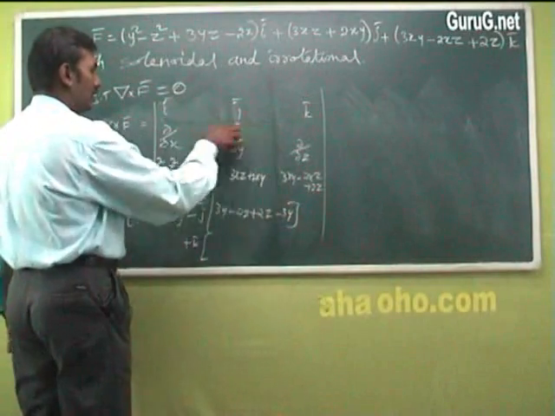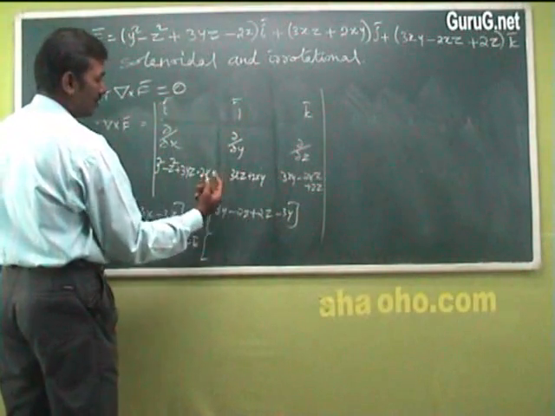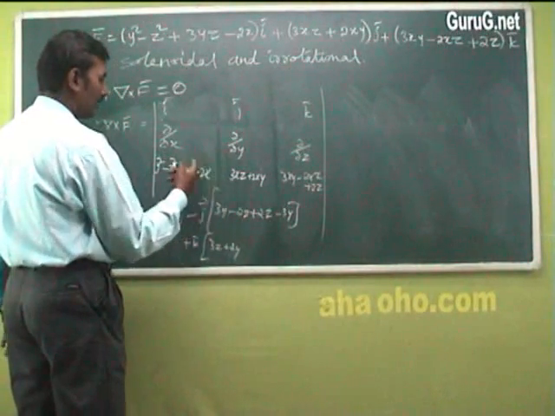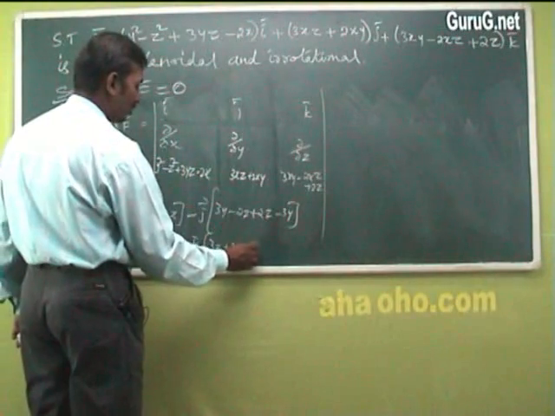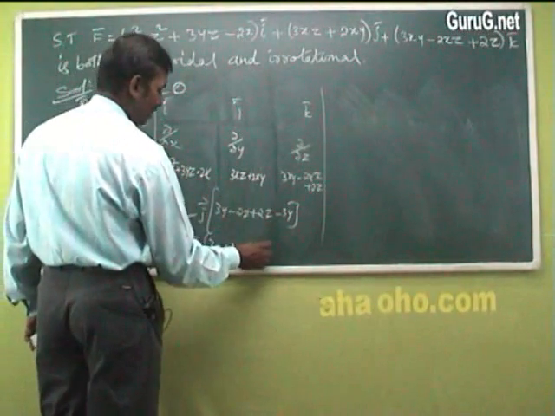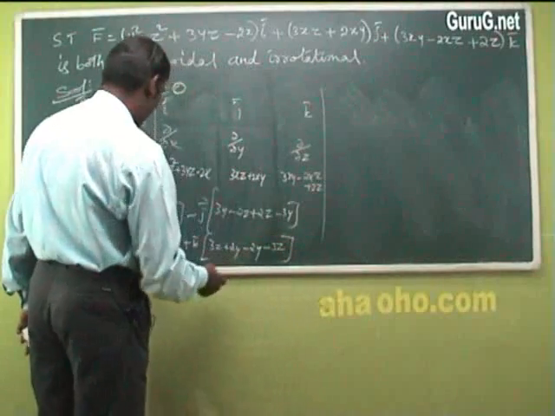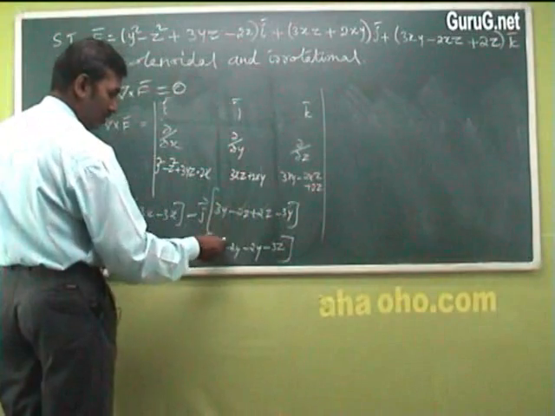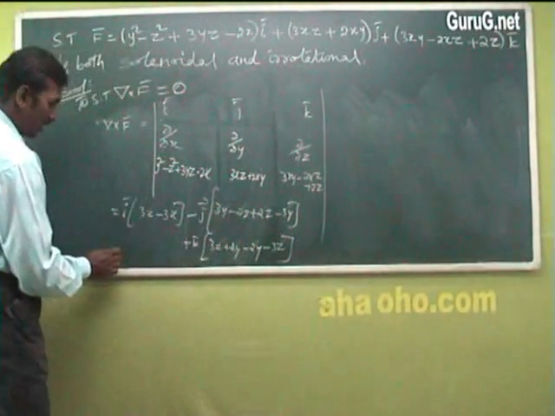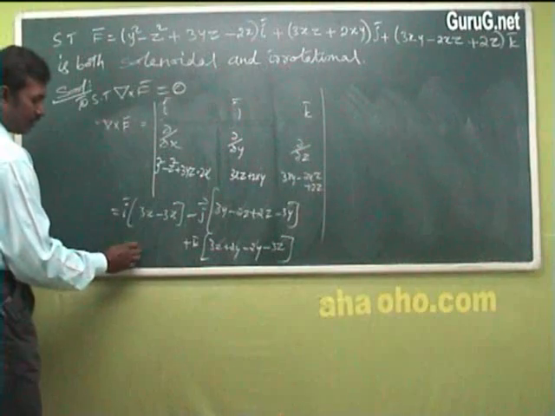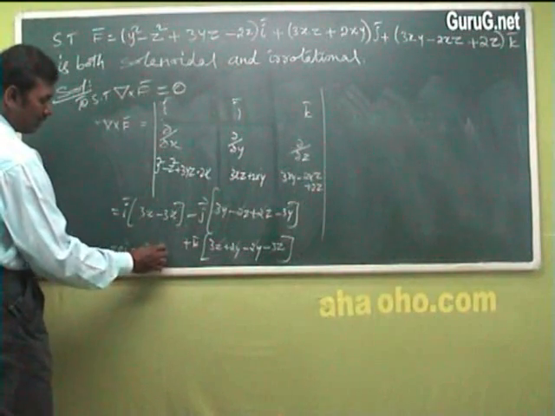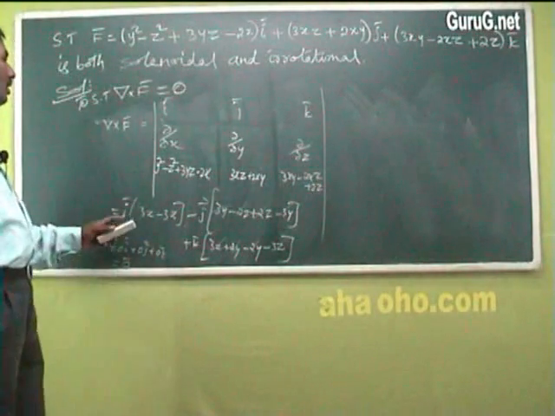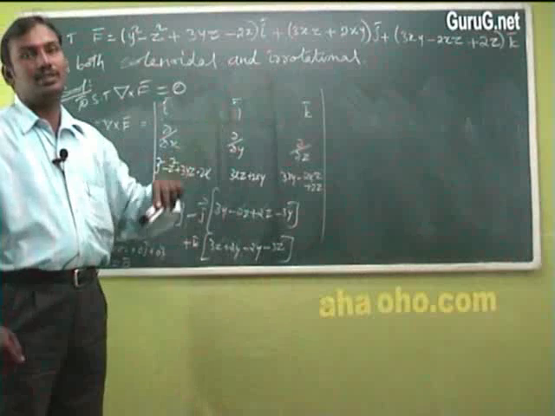omit this column and this row, differentiate with respect to x, so 3z plus 2y, differentiate with respect to y, minus 2y minus 3z. So I think it gets cancelled, right? So this is 0. So 0i plus 0j plus 0k. So this is equal to 0 vector. So therefore the given F vector is irrotational. Clear?